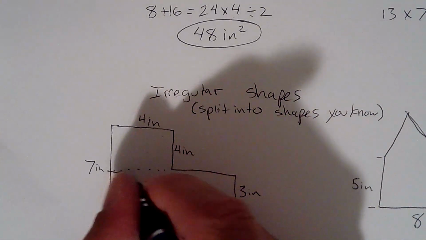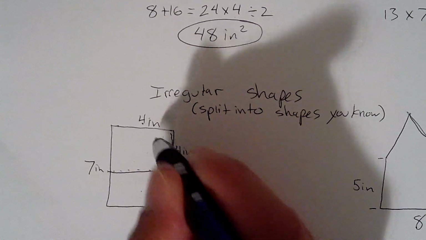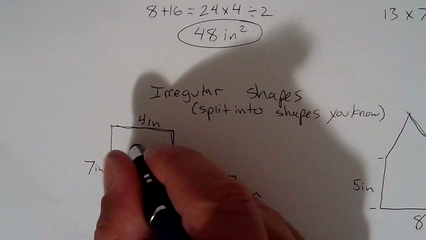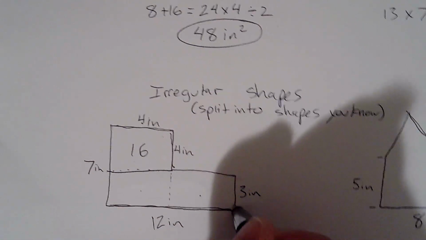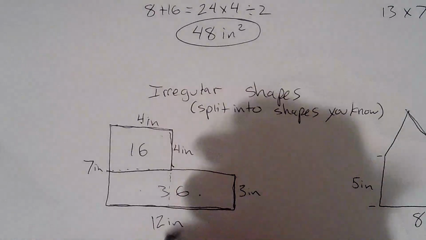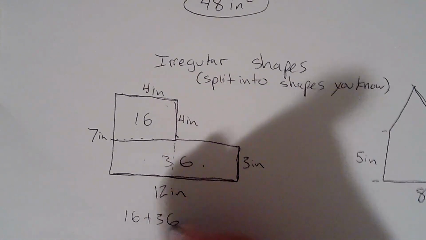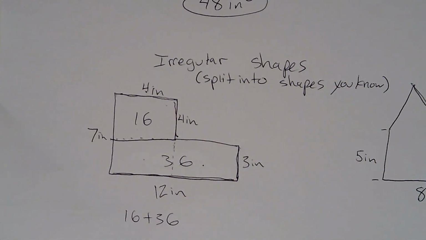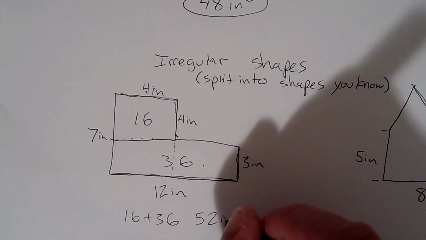I'm just going to draw a line right here. So now I have the area of this. Height is 4, the width is 4, gives me 16. If I use this one, 12 times 3 is 36. So to find the area of this whole shape, I'm just going to add together 16 plus 36. Gives me 52 inches squared.